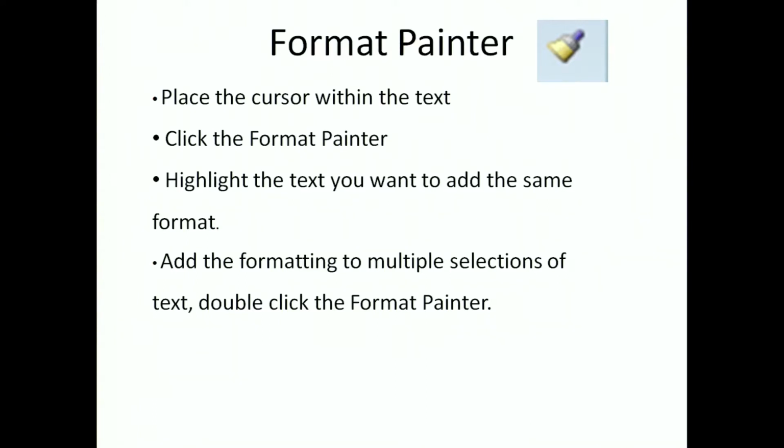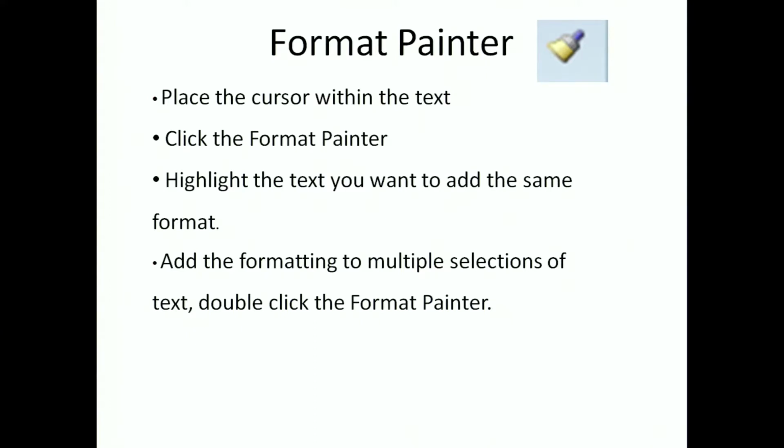If I want to apply the same formatting to some other part of my text, then I can use the Format Painter feature. For that, we have to place the cursor within the particular text whose formatting we want to copy. Then we have to click the Format Painter. Then we have to highlight the text where we want to copy the formatting.